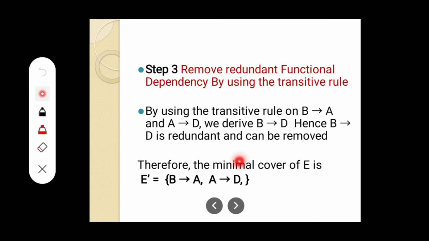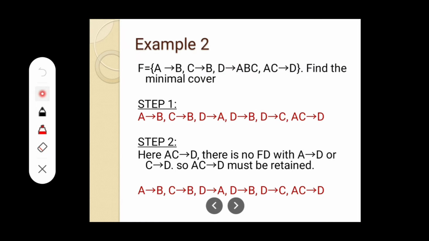So the minimal cover: after removing all these things, after the 3 steps, the minimal functional dependency or the minimal cover will be B determines A and A determines D. This is the answer. This is how you have to derive it step by step. Clear? Now let us see one more question, which is a university question.